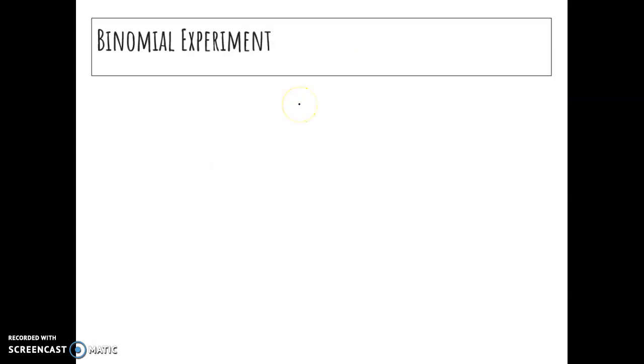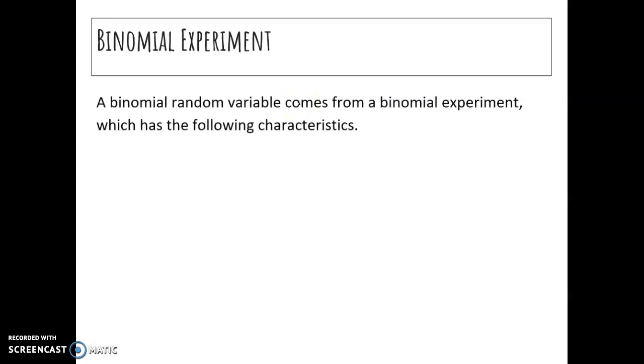So a binomial random variable comes from a binomial experiment, and a binomial experiment has these characteristics. First, so there's four main ones. First, it has a fixed number of trials. The number of trials we'll use a lowercase n to represent.